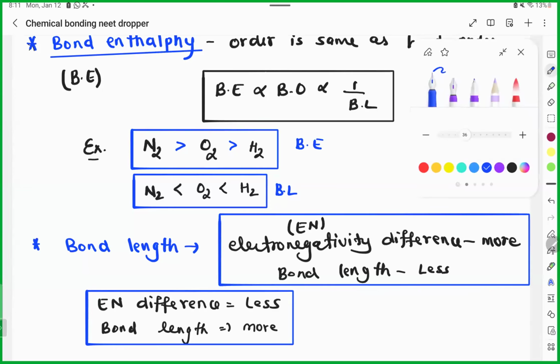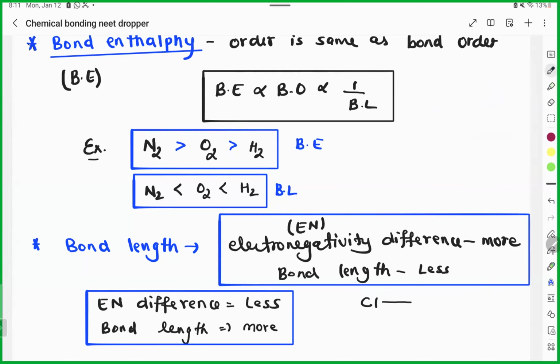Example, if you take chlorine, electronegativity difference is 0, less. So bond length will be more. But if you take HCl, here electronegativity difference is more. So bond length will be less. They will be closer to each other. Make sense? Yes, sir. Done.